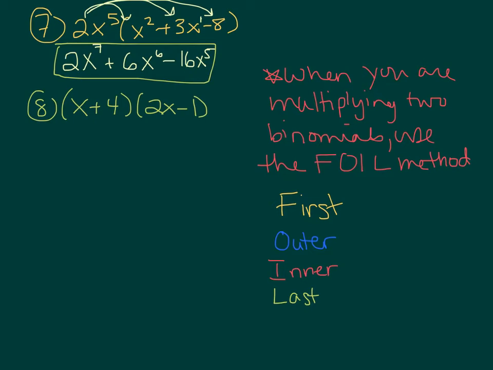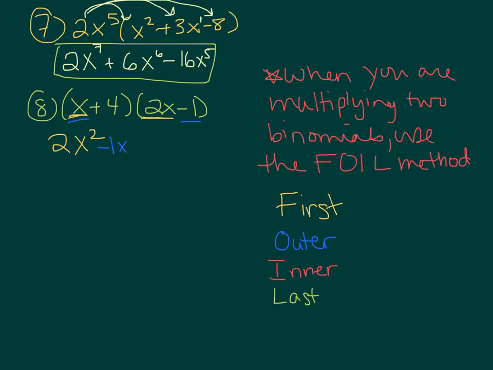So starting with my first. In these two binomial parentheses, the first thing on the left-hand side is my x. The first thing on the right-hand side is my 2x. So I'm going to start by doing x times 2x. That gives me 2x to the second. The next thing is my outer terms. So on the very outside of these two parentheses is this x and this minus 1. So I'm going to multiply minus 1 times x. That gives me negative 1x. Or you can just write it as negative x.